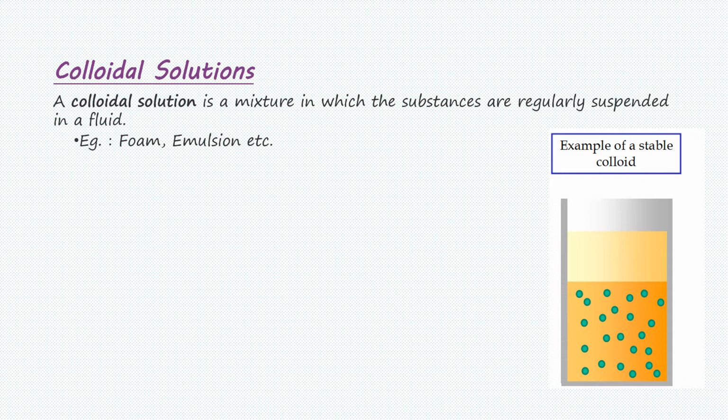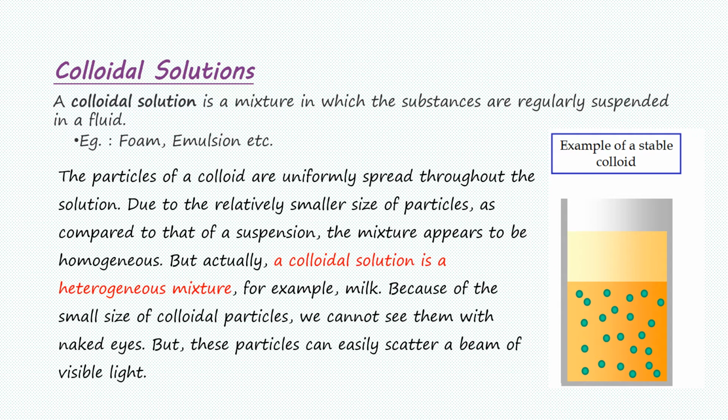Some examples are written here, for example foam and emulsion. These are examples of colloidal solution. Now you see, the particles of a colloid are uniformly spread throughout the solution. From the picture itself, you can see how the particles are uniformly distributed in the whole solution. Since their size is smaller than that of suspension, the mixture appears to be homogeneous.